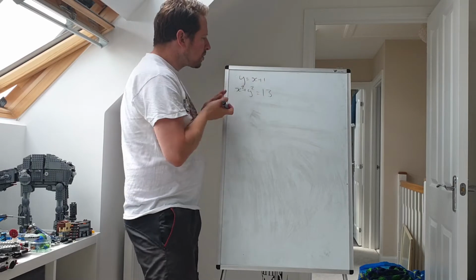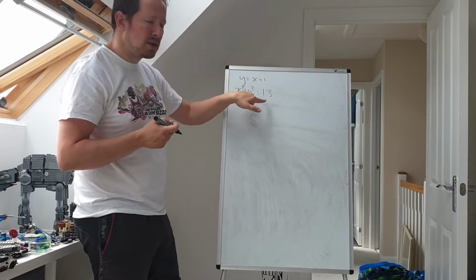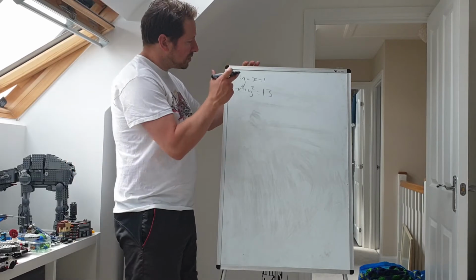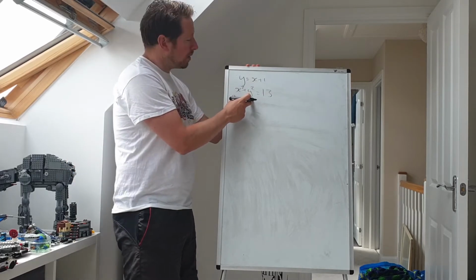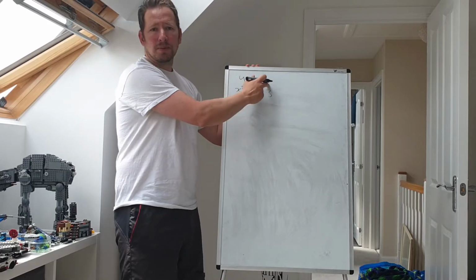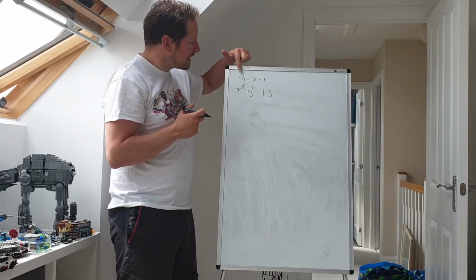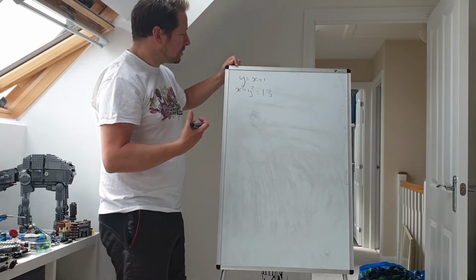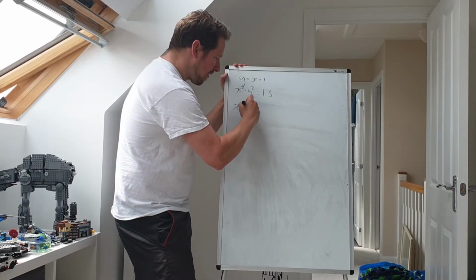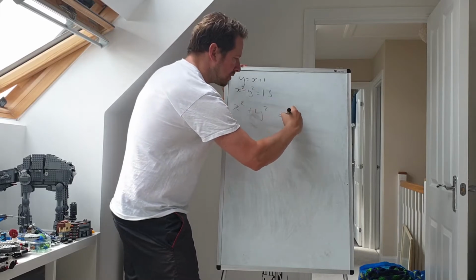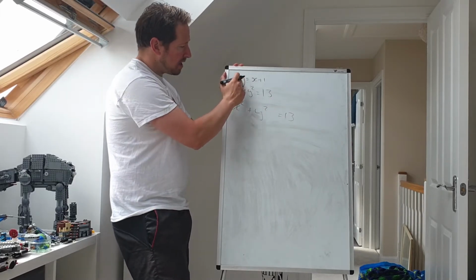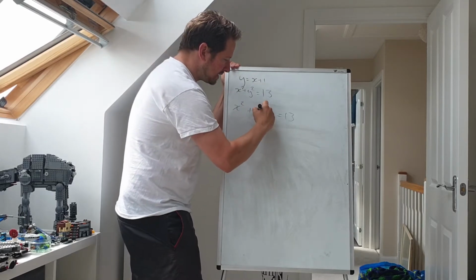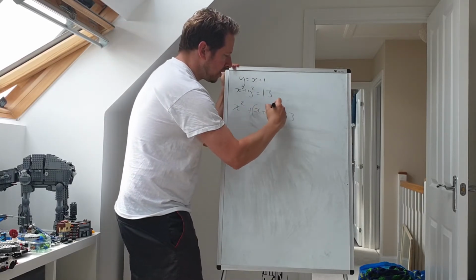So what we've got is y equals x plus 1 and x squared plus y squared equals 13. Now the way we're going to do this is we're going to substitute something into this more complicated one. Since y equals x plus 1, I can replace anything that says y with x plus 1. That's what equals means. It means the same as. So instead of x squared plus y squared equals 13, I can replace y with x plus 1. So I'm going to say instead of y squared, x plus 1 squared.